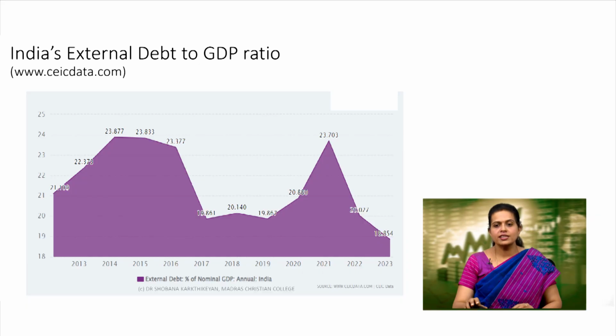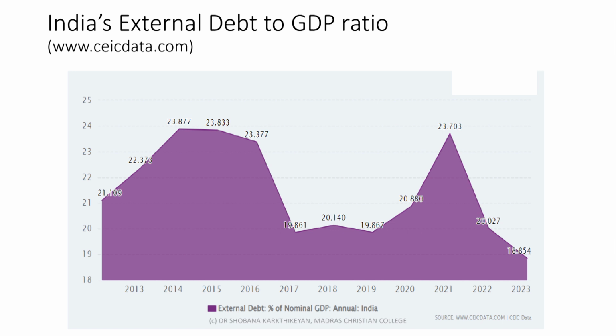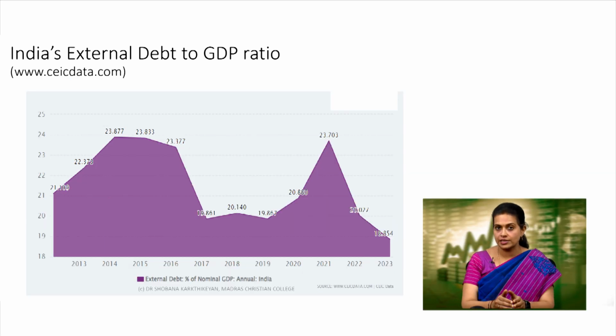Generally, any percentage from 0 to 20 is considered a healthy debt service ratio. We can see that except for a few periods, 2014, 15, 16 and 2021, our external debt service ratio is pretty much below 20%. The present ratio is about 18.85%.